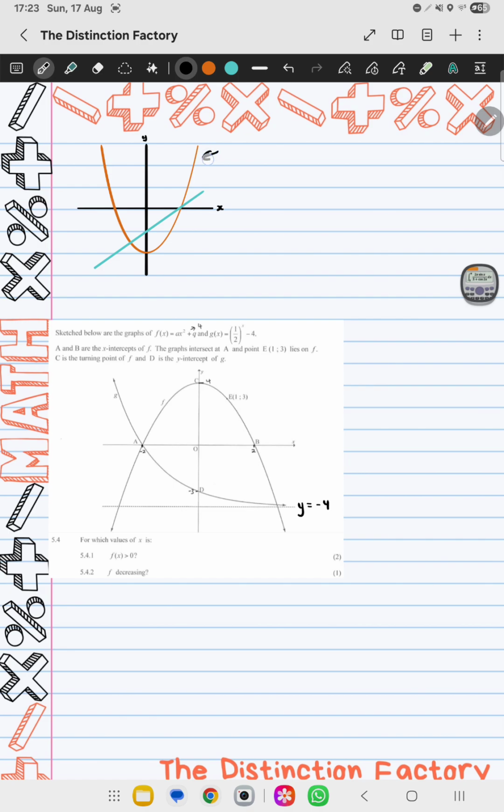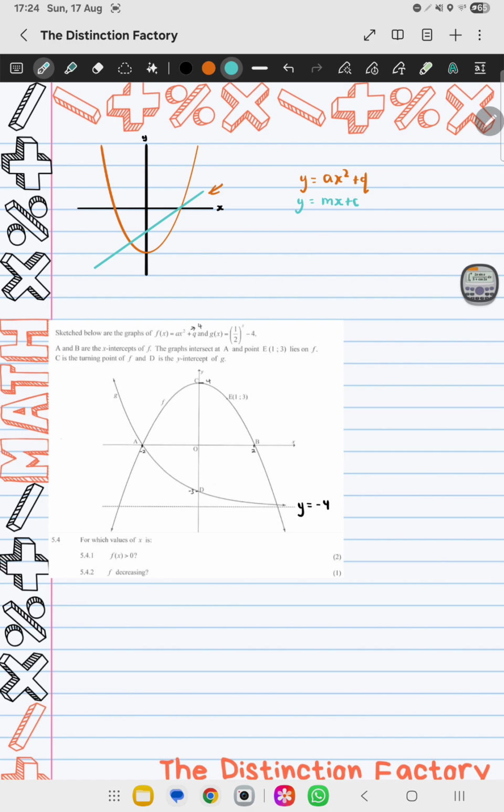So let's say that I am referring to this graph here. That is a parabola, so we know that our equation should look something like ax squared plus q. And then if we are looking at this graph here, which is the blue graph, that could be a straight line, so it'll be y is equal to mx plus c. But because we cannot refer to them as parabola and straight line each and every time, what they do to make it a bit easier for themselves when they are giving us a question paper is they start to name the graphs as f, g, h, and so on.